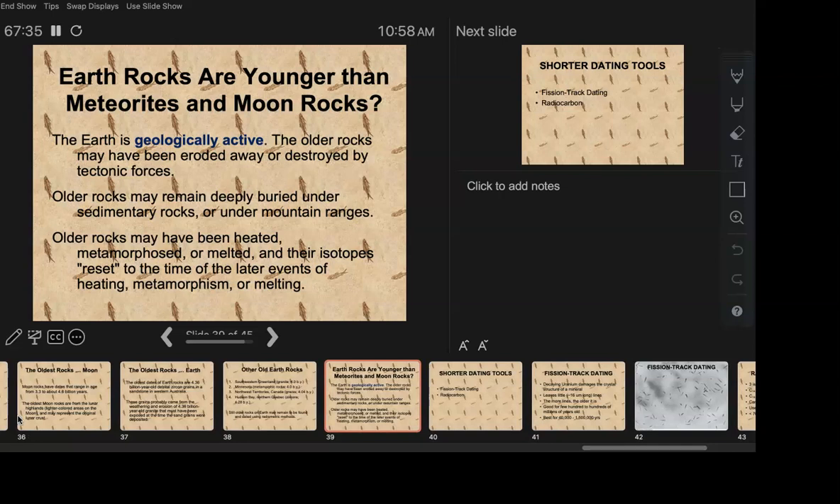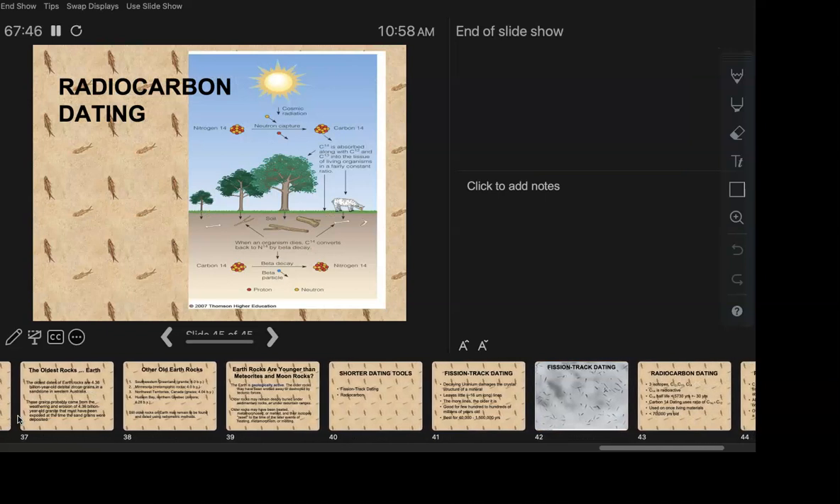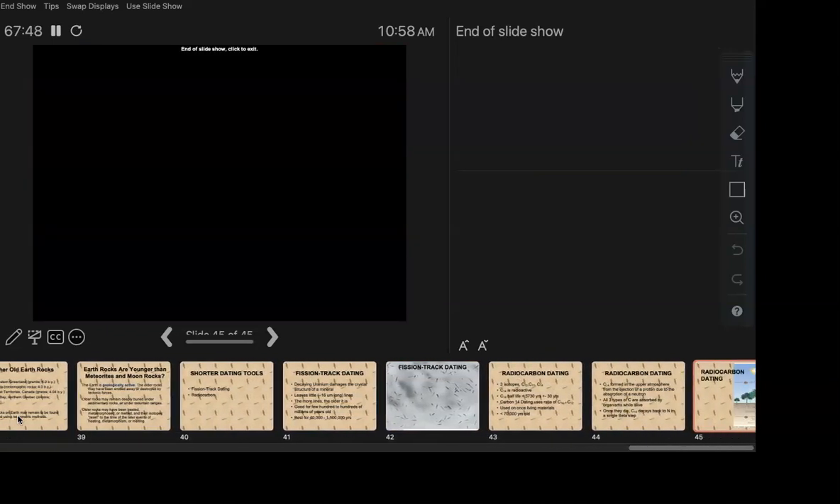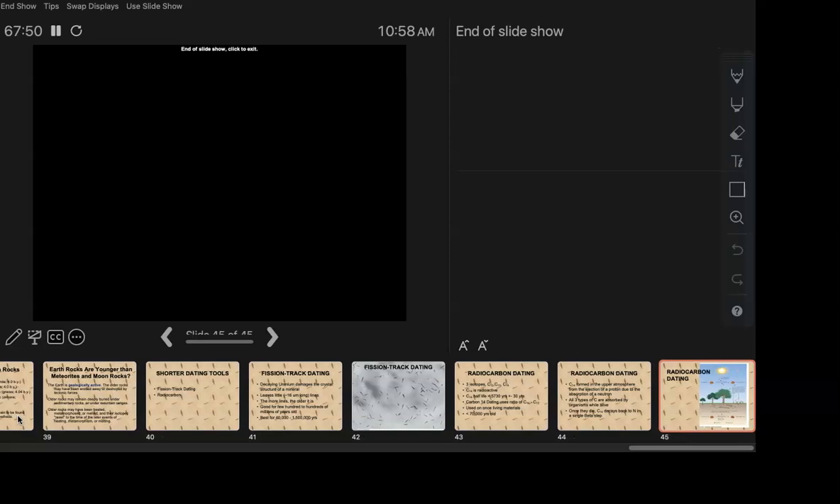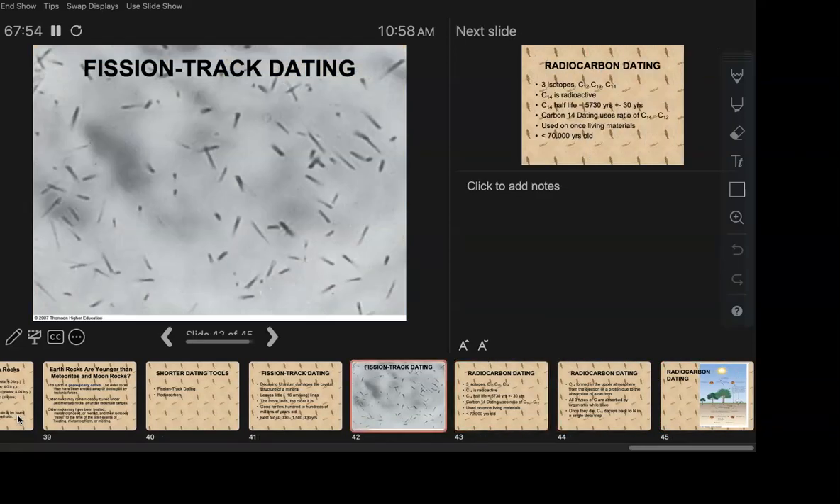All right, yeah, we're not going to get into this. There's just a little bit of this lecture. Actually, let me peek real quick. Yeah, there's just a slide or two. It gets into radiocarbon at the end.